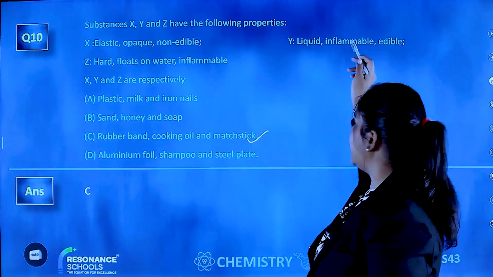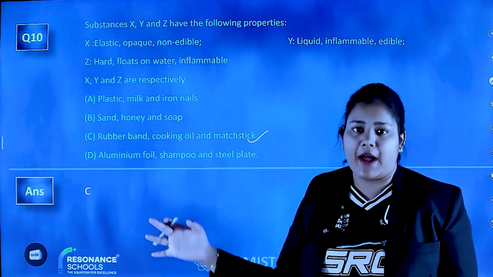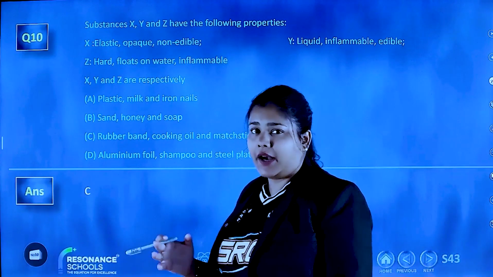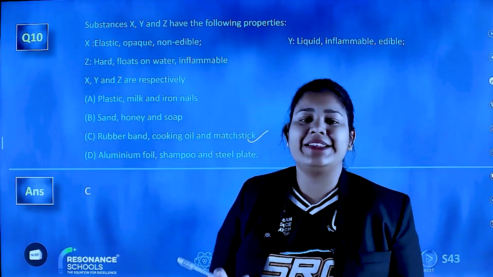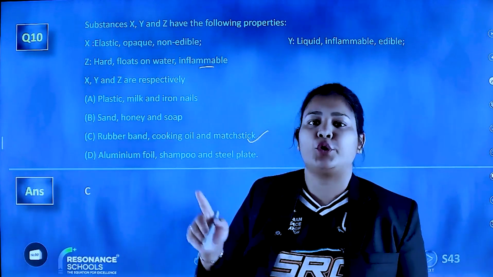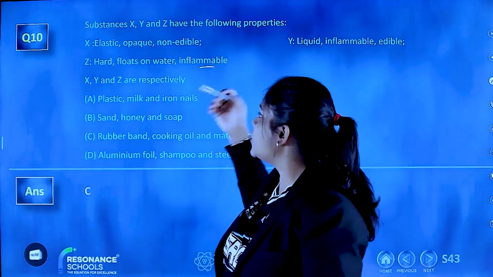Y is something like this. It is liquid. You can eat it, and still it can put on fire also. Z is something which is hard, floats on water. Although it is hard, but still it can float on water, and again it can catch the fire. Okay, right? So all these three things, who is following it?